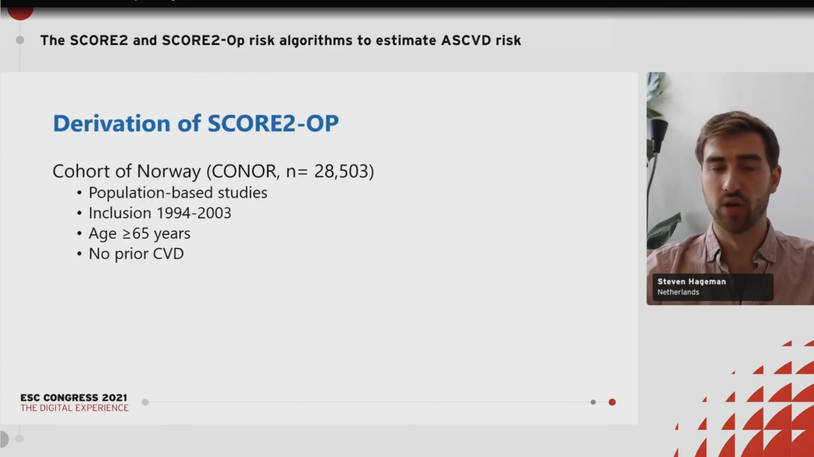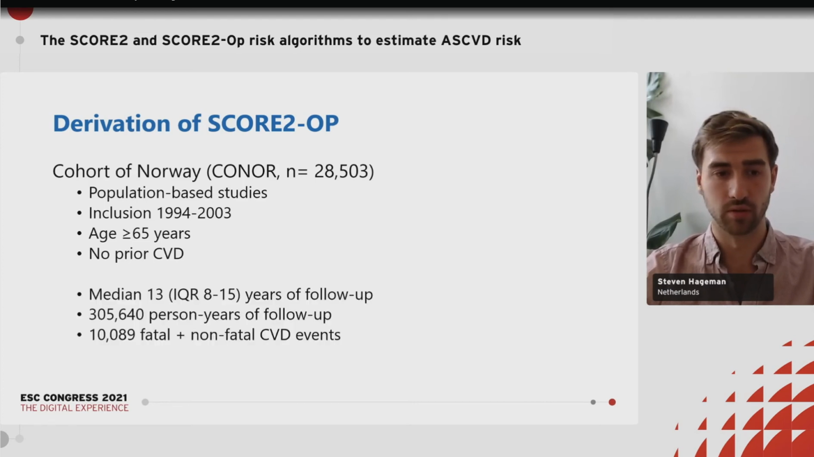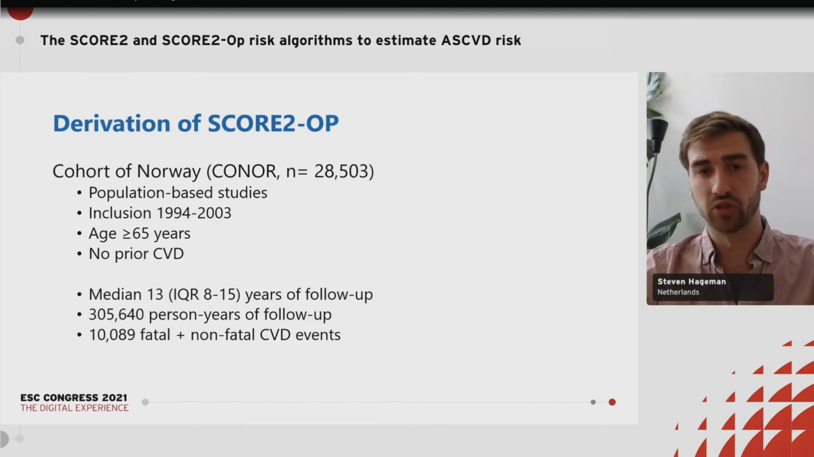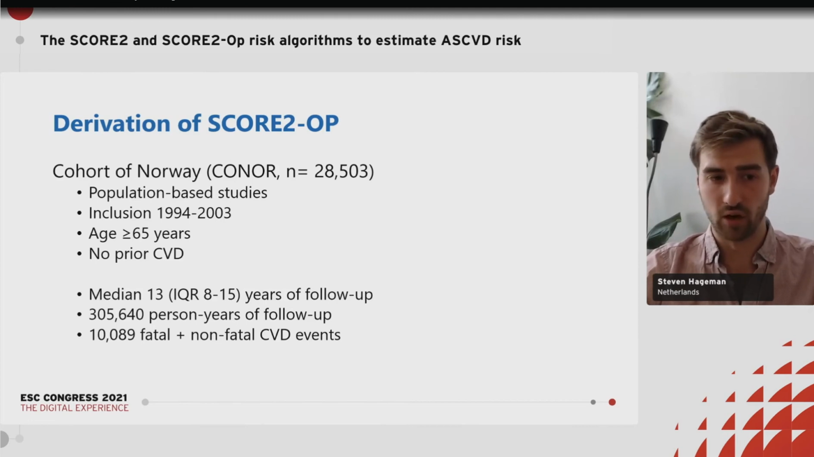The SCORE2-OP model was derived in the Cohort of Norway, a collaboration of several population-based studies from different regions in Norway. All individuals were included between 1994 and 2003. From this cohort, we used all individuals aged 65 and older without prior cardiovascular disease. These individuals were followed for a median of 13 years, using linkage to national endpoint registries. In over 300,000 person-years of follow-up, over 10,000 fatal and non-fatal cardiovascular events were reported.